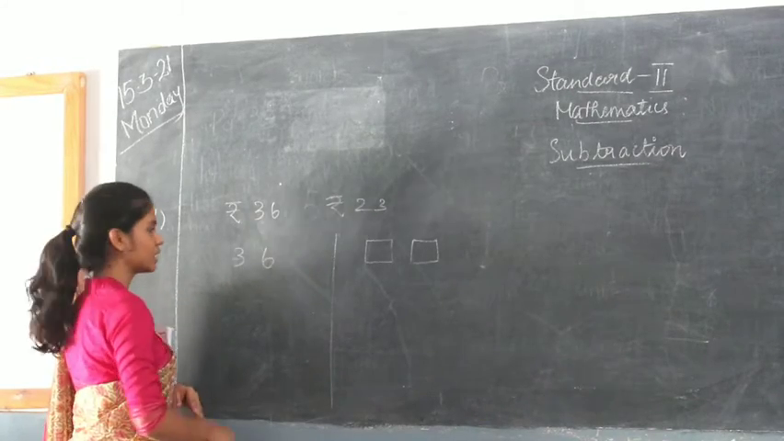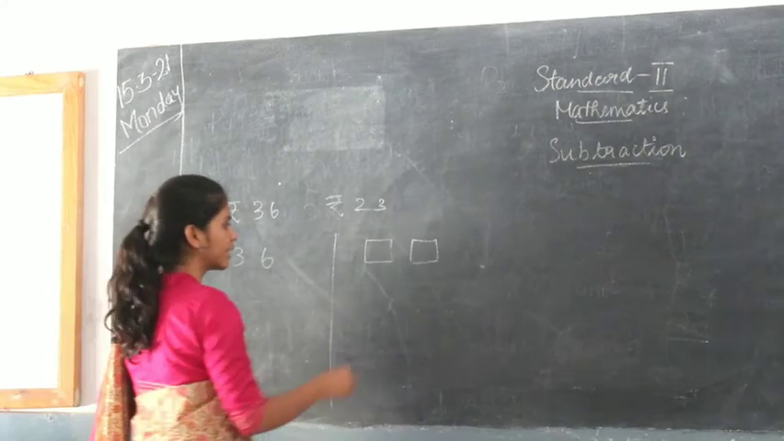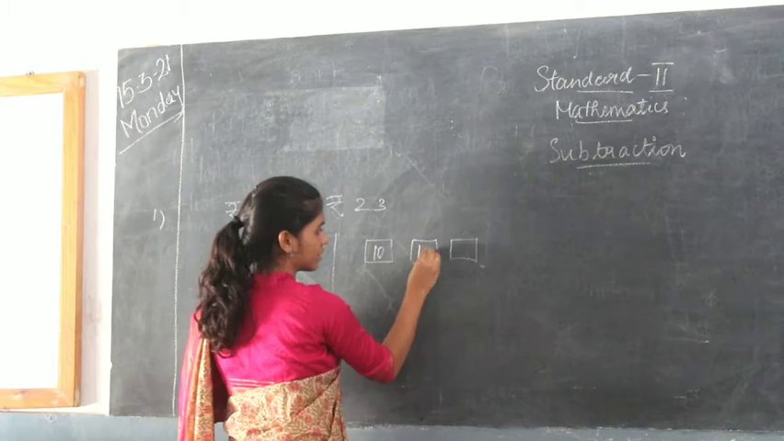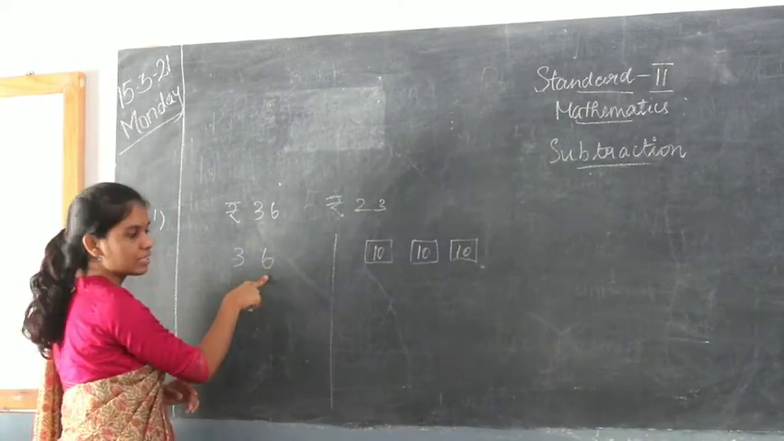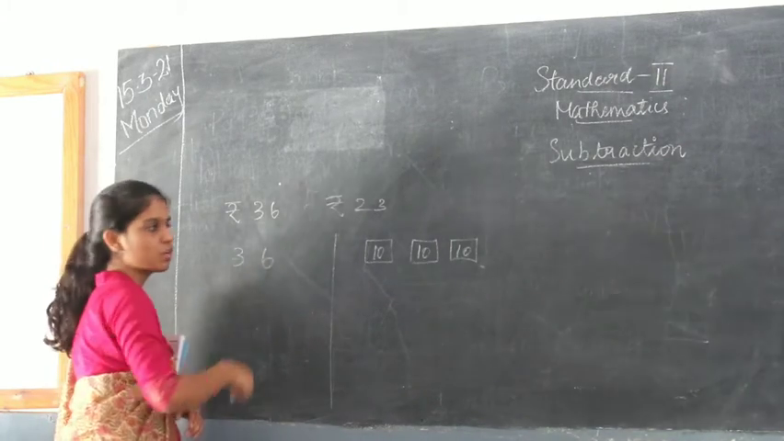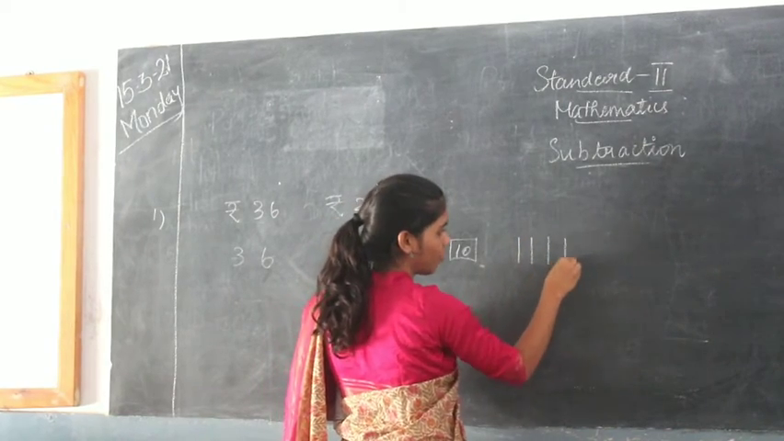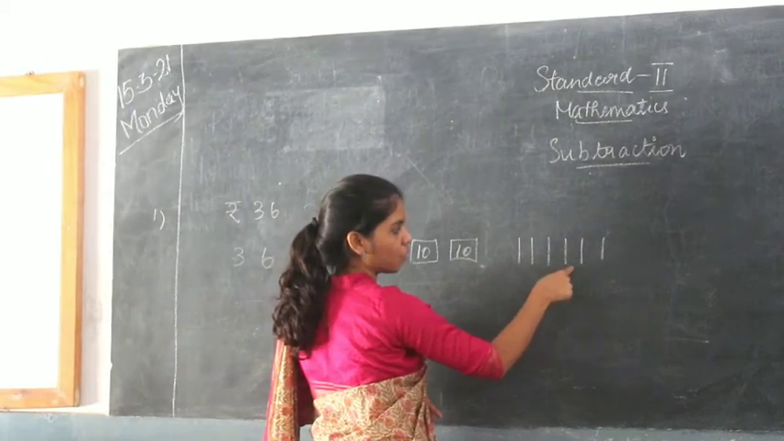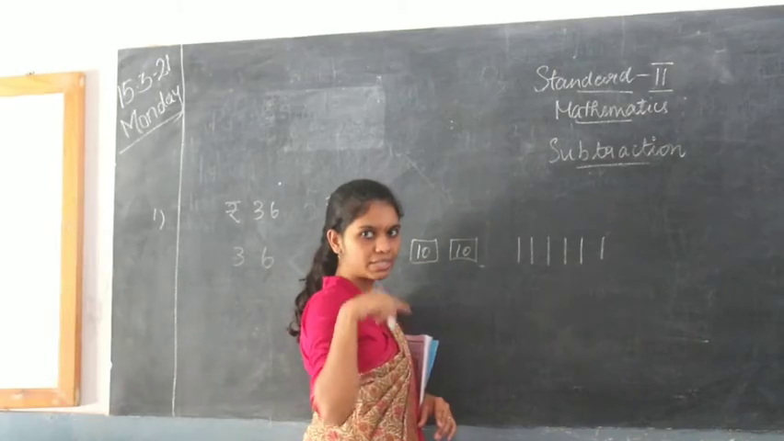So you should think about the tens first. How many tens does she have? 3 tens. So this is 10, this is 10 and this is 10. Now how many ones does she have? 6, right? So you should write 6 ones here: 1, 2, 3, 4, 5, 6. All these ones give you 6 in total.